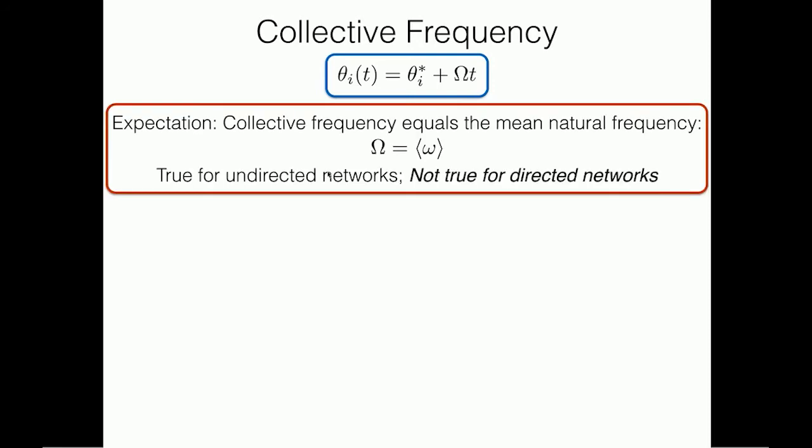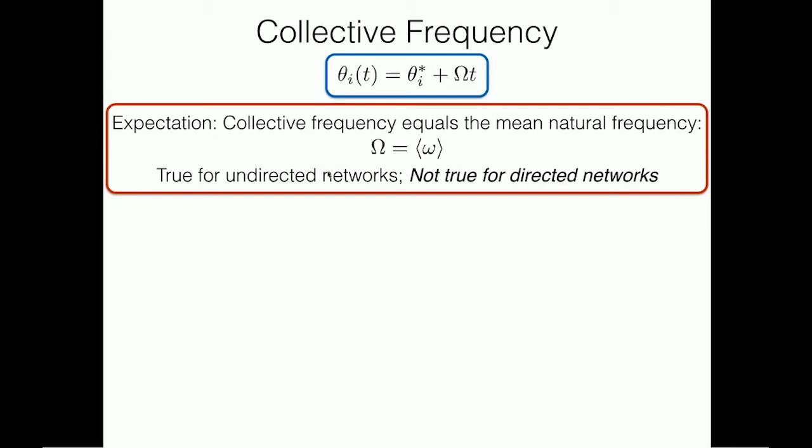The first is this notion of a collective frequency. The collective frequency is really the frequency at which a synchronized state, if everything is synchronized together, will move, right? So there's capital omega if I write things down in this way. And if you just guess at it, then you might expect that this is exactly equal to the mean of all the natural frequencies. All right, and there's no reason to think otherwise. And that's true for undirected networks, but it actually turns out that that's not true for directed networks, which is kind of surprising.